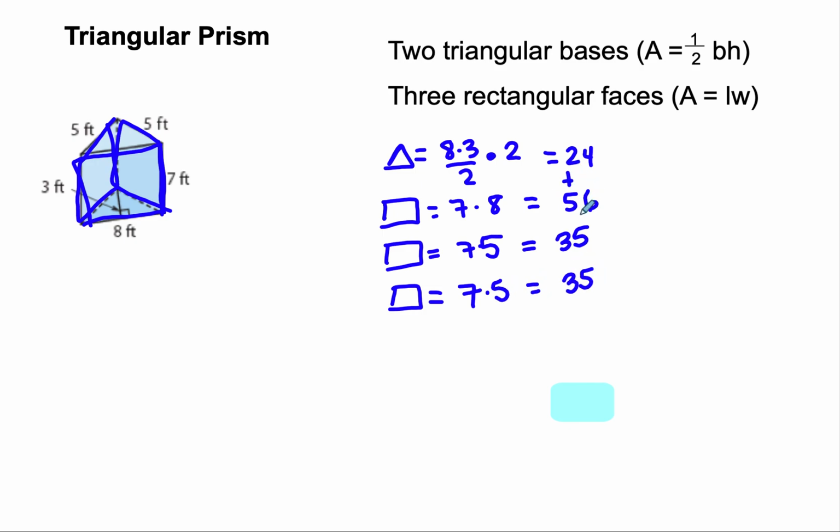Okay, and then our last step is to add all of those values together. So let's see, 24 plus 56 plus 35 plus another 35 gives me a total of 150 feet squared. Again, area is always in square units, even if it's folded together to look like a solid figure.